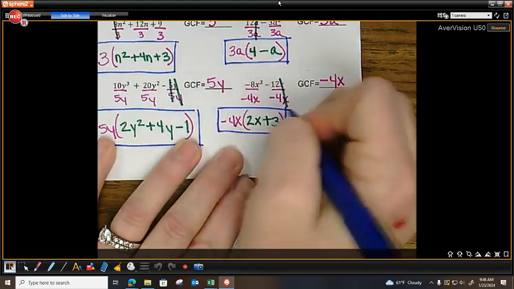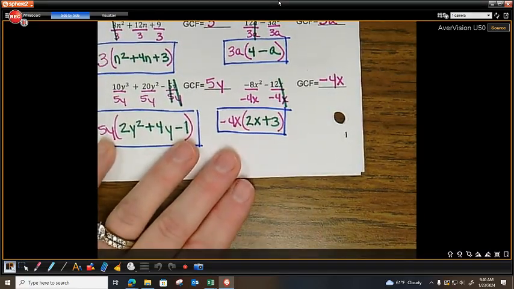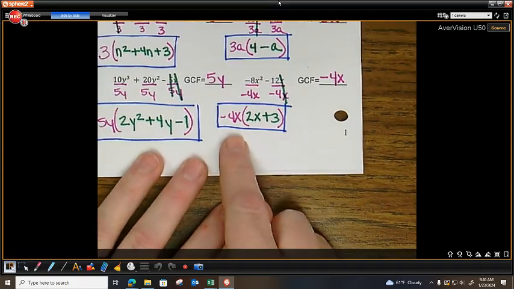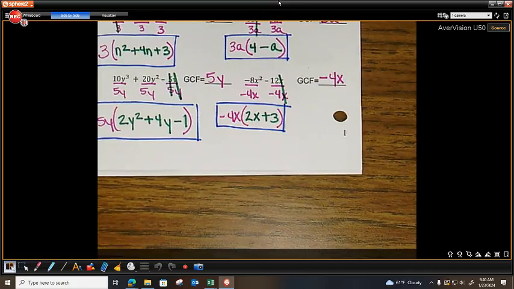Again, why is this called factored form? Factors are things you multiply together. Here, I'm multiplying my negative 4x by my parentheses. That's why this is called factored form. Good?